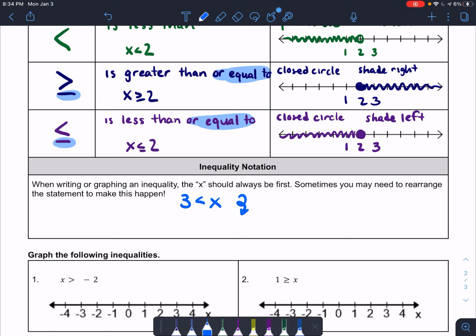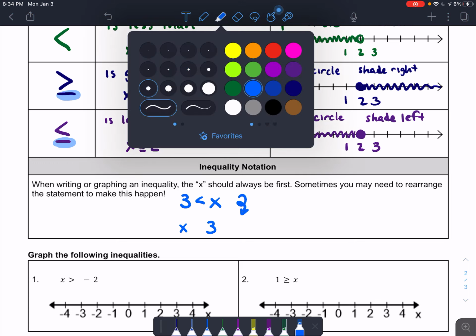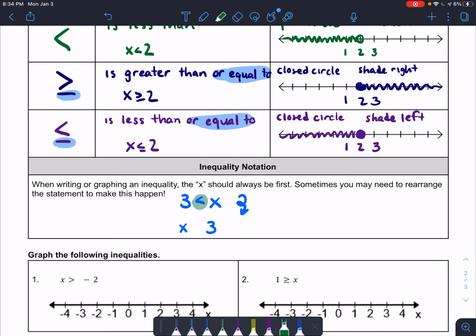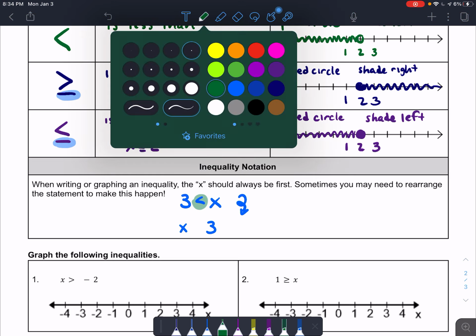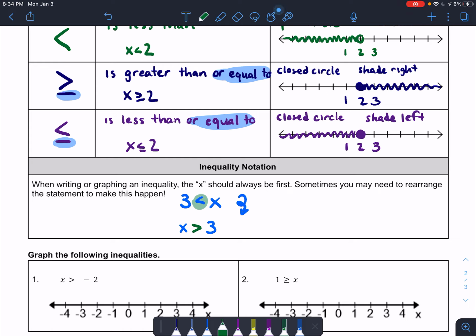What I would do is place the x and the 3 on opposite sides. And then I would need to flip my inequality. If you notice, the inequality was kind of opening up to x before in the first step. Well, it's still opening up to x in the second one.